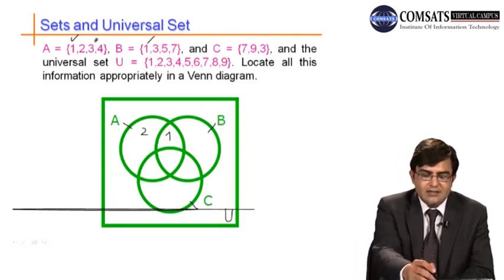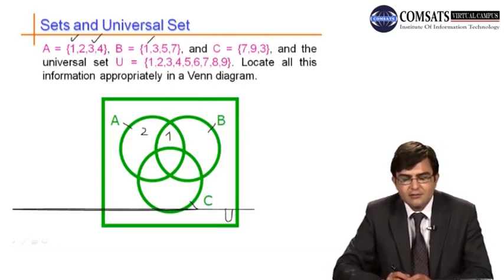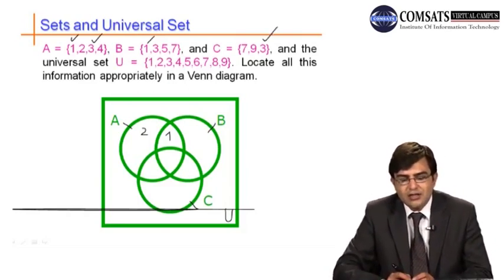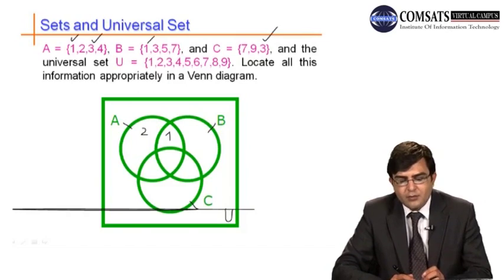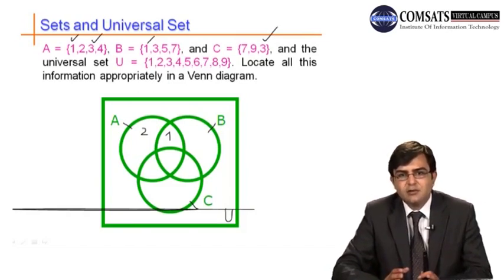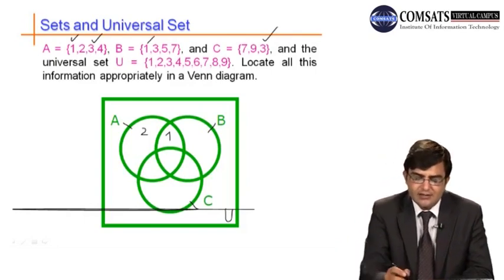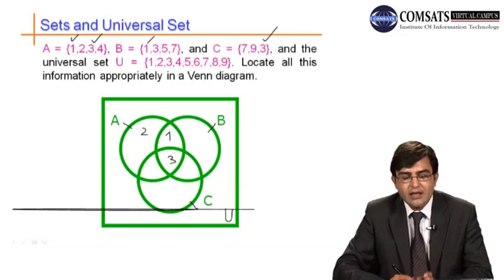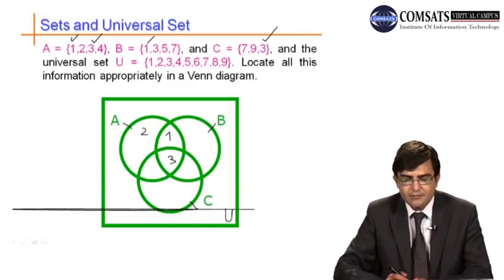Next we write 3. The 3 is in A, 3 is in B, 3 is also in C. So 3 we have to put in that region where we have a common region of A, B and C. So this is the only region which is common in A, B and also in C. So we put 3 here.